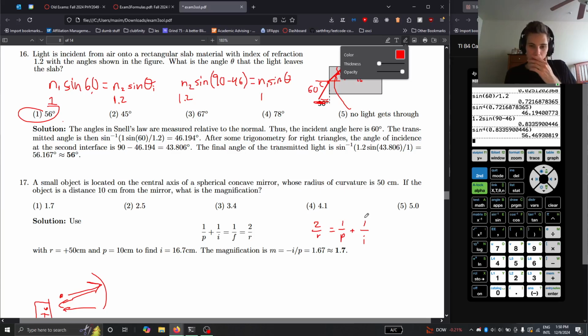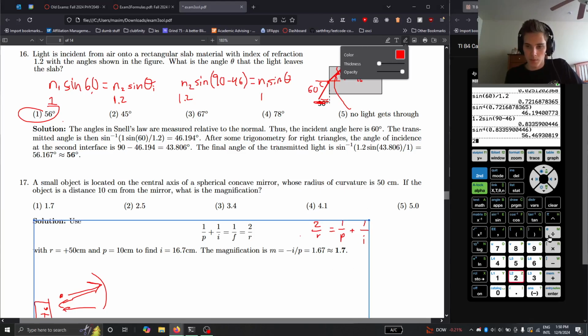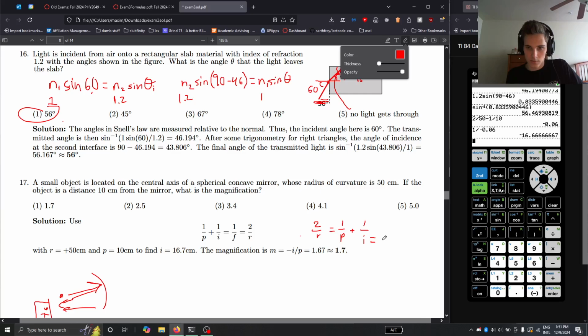I think you should look over all the things, especially for lenses, where it gets a little more complicated. But again, we'll just continue with this formula. 2 over R is going to be that 50 minus that object distance, which is 1 over 10. And so we'll get an I of negative 16.7.